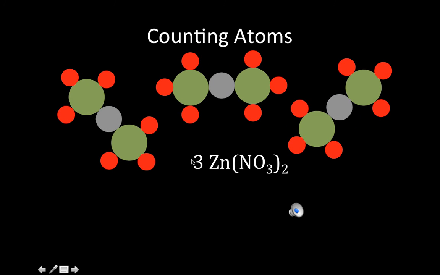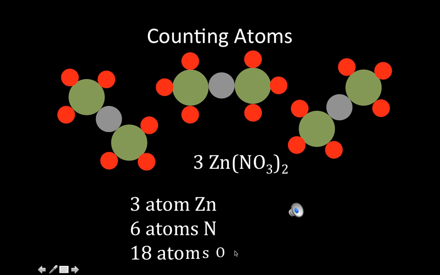Now you could do it this way, where you just simply count, and you go 1, 2, 3 for the zincs, and you go 2, 4, 6 for the nitrogens, and you go 3, 6, 9, 12, 15, 18. But it's a lot easier if you know how to multiply these out. So there's our 3, our 6, and our 18.